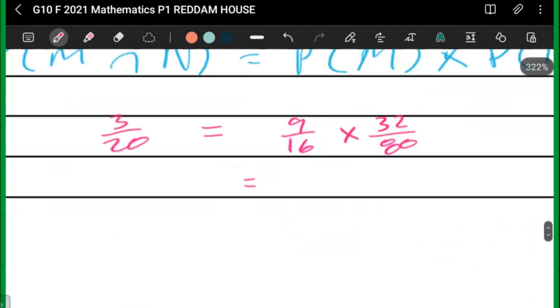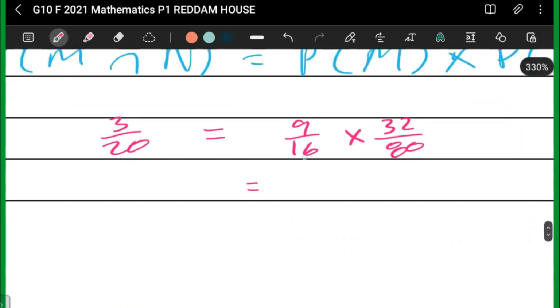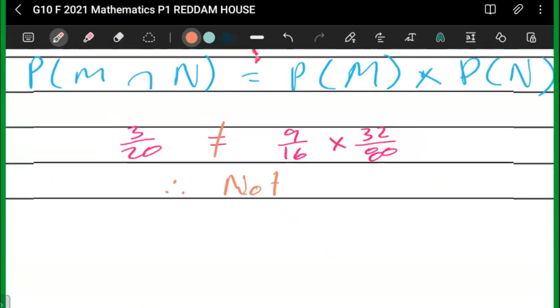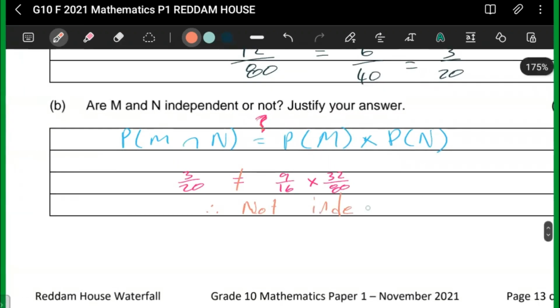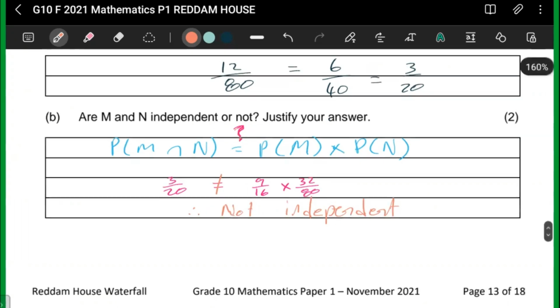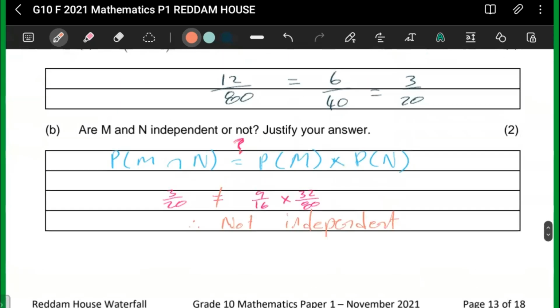So clearly it doesn't look like it's going to balance out. In your calculator, these don't balance out. So here you can say, therefore, not independent. There we go. Fantastic. So since these events are not independent, you can just move on to the next question, because if they're independent, these have to balance out.